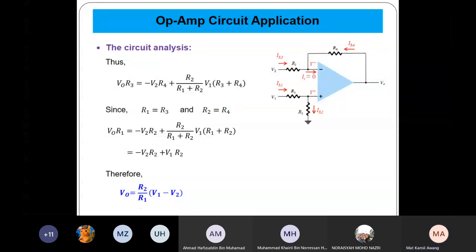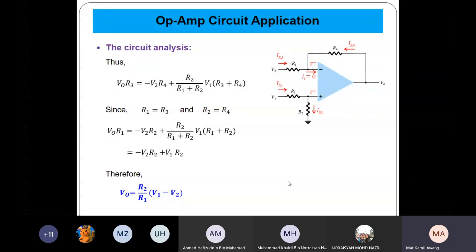Sir, saya nak tanya. Yes. Apa ni yang kat sini dikata since R1 equals to R3 and R2 equals to R4? Ada ke kemungkinan R2 dengan R4 tu lain? Ada. Kalau saya nak buat susah soalan. So gain dia akan jadi lain lah, sir. Yes. Alright.